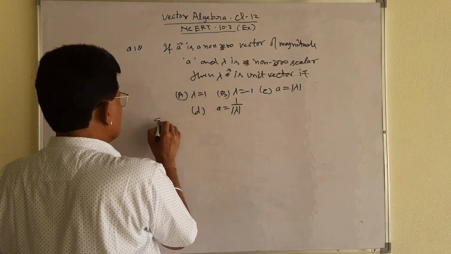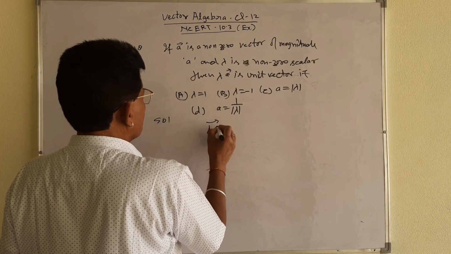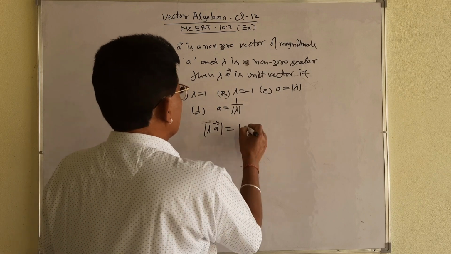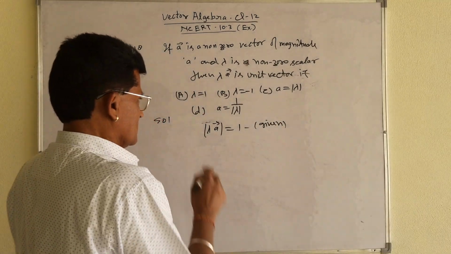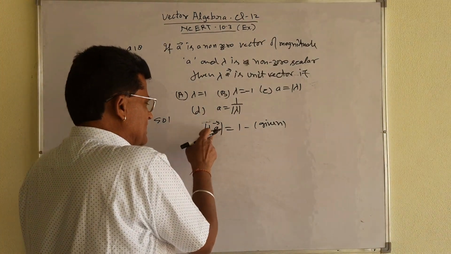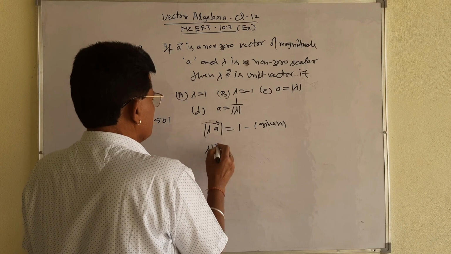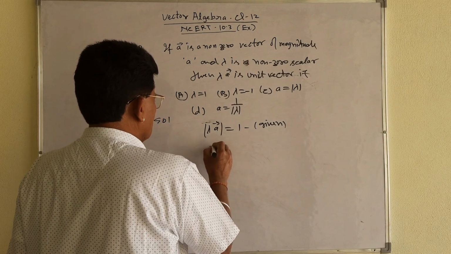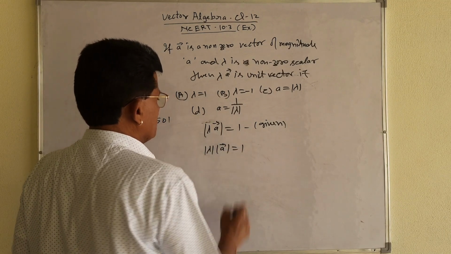And by the given thing, what is the given thing? Lambda A, this is a vector. Its magnitude is 1, it is given. I told you already, in case of a scalar quantity being multiplied with a vector, what will happen? You can take the magnitude of lambda and magnitude of A vector separately. It will be equal to 1.